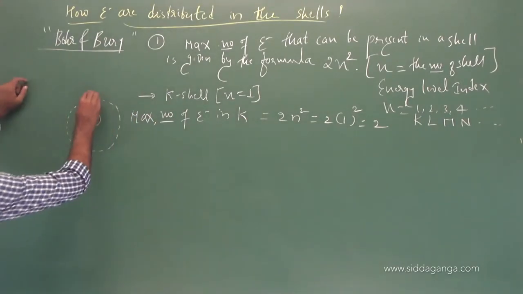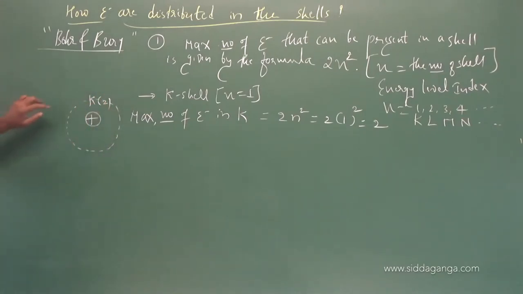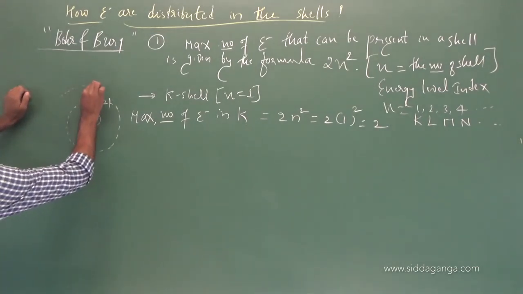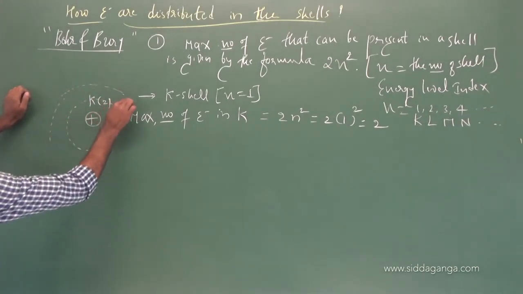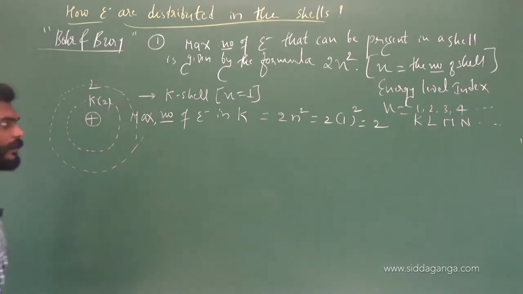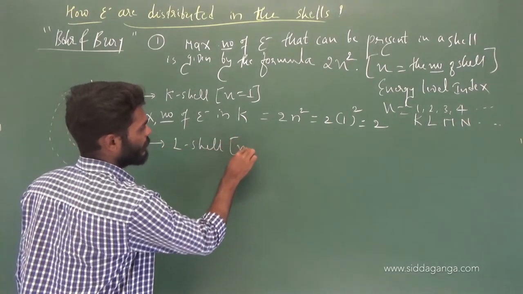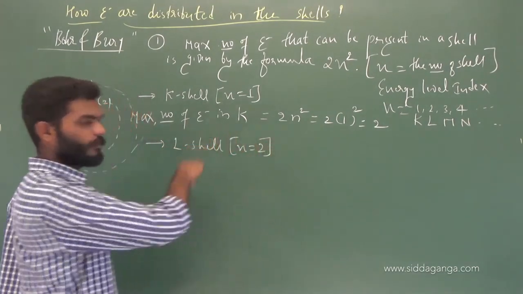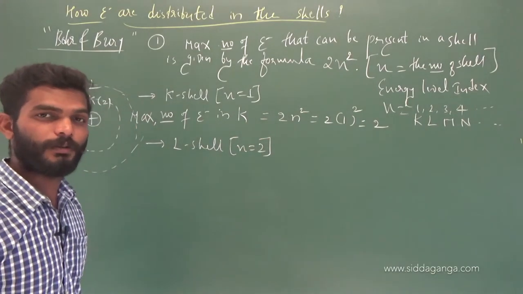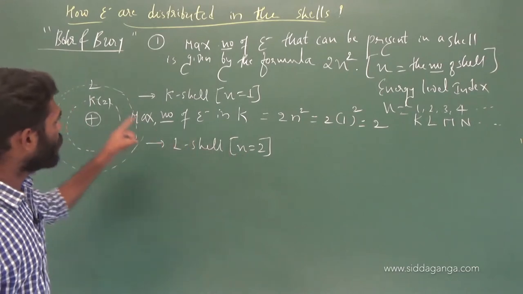The next shell is what? This is K, so maximum 2 electrons should be present in this K shell. Now the next shell is the L shell, right? We know that for L shell, the value of n is 2, since it is the second shell. n equals 2. What does this n say? That's the energy level index, or the number of the shell.